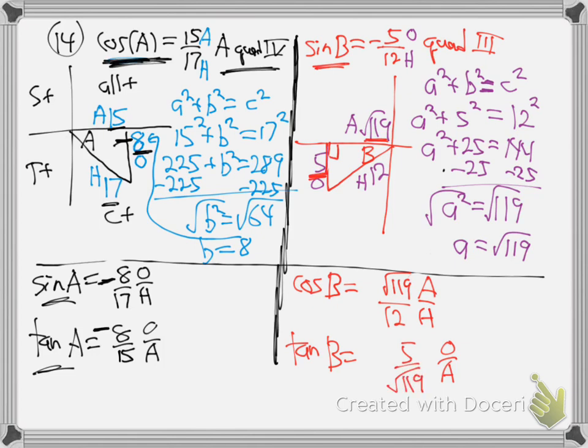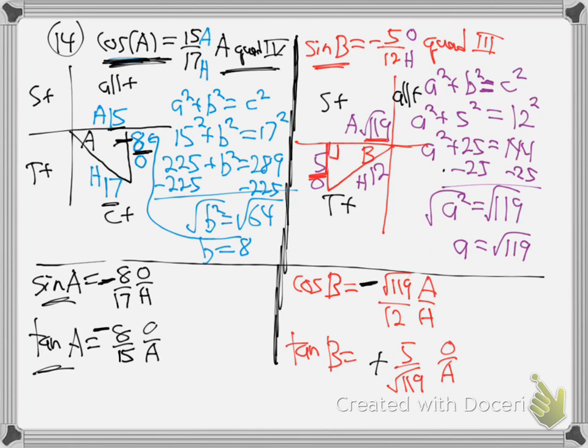Okay, now for the signs. I'm in the third quadrant, aren't I? Third quadrant: all students take tangent. So in the third quadrant, tangent is positive, everybody else is negative. So for angle B, tangent is positive, and cosine and sine are negative. Good? Now I have all the pieces.